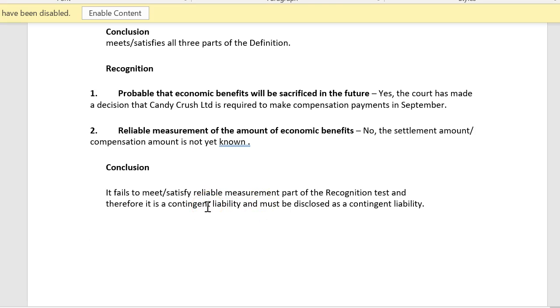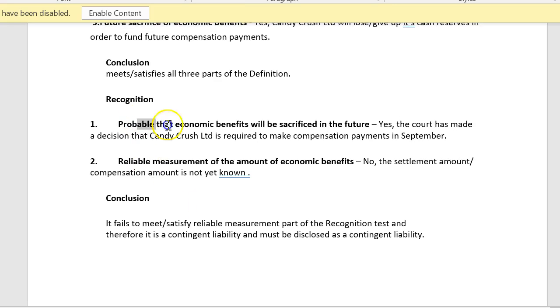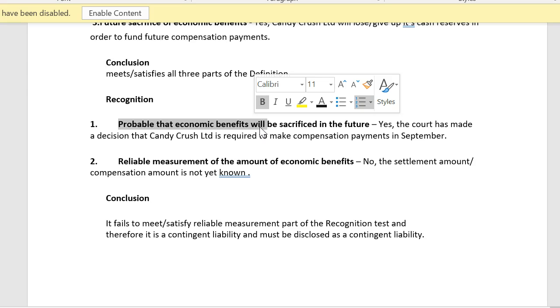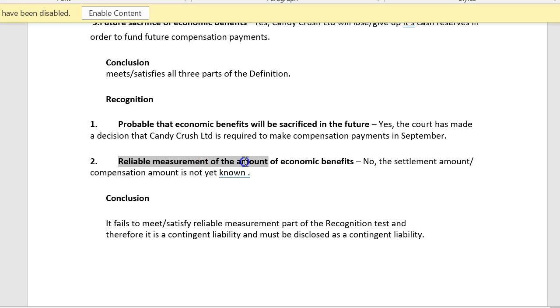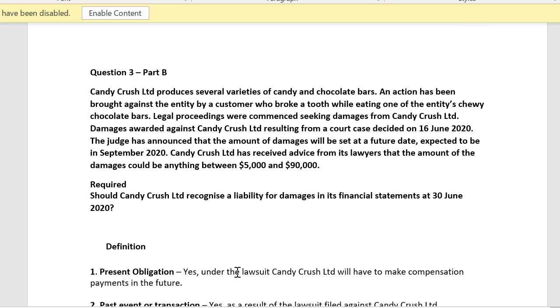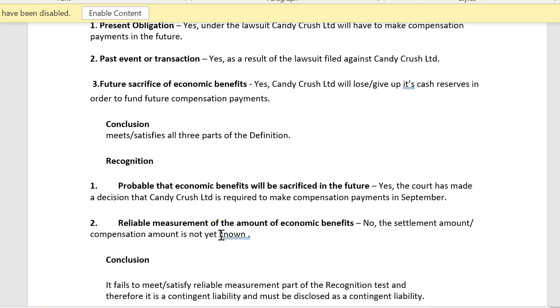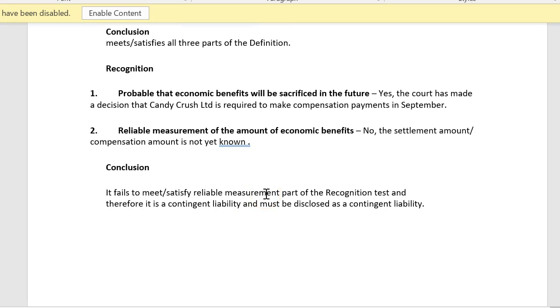So guys, there are two types of contingent liabilities. There are possible liabilities, which meet both definition and recognition parts of the liability, and there are also present obligations which fail either the probable future settlement component or the reliable measurement component. This is a present obligation which fails the reliable measurement. That is the reason why it is a contingent liability and must be disclosed in notes to Candy Crush Limited's financial statements. So it is a contingent liability which must be disclosed in notes. Okay, that is the answer.